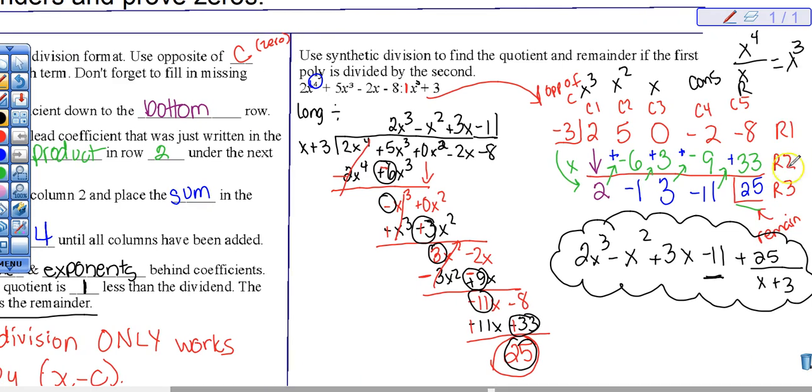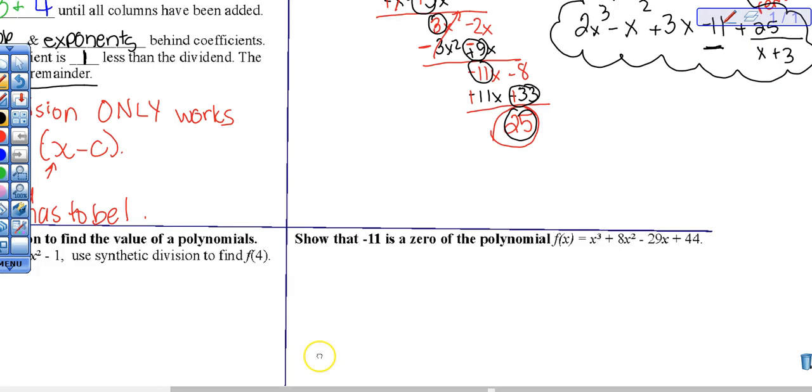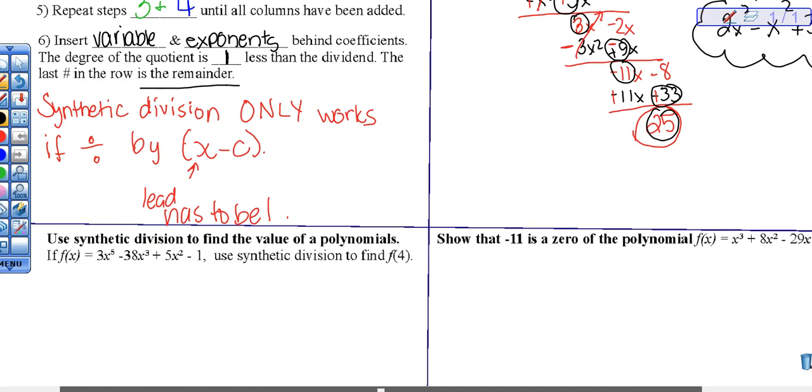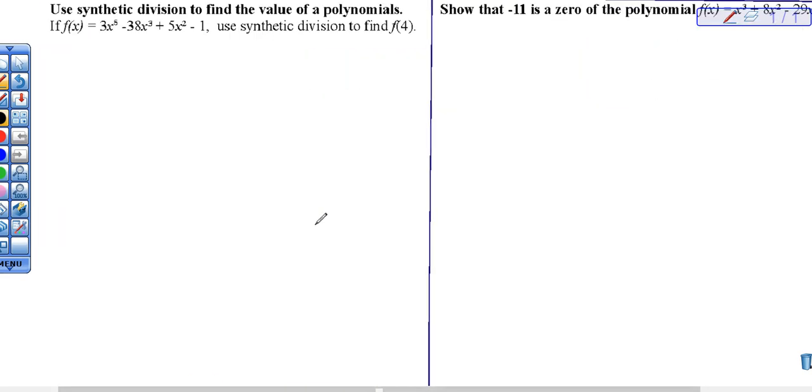Synthetic division is also just really great for finding remainders, right? We found that remainder. We compared our two remainders right there. So in this problem here, it says use synthetic division to find the value of the polynomials. If f of x is equal to 3x to the fifth minus 38x cubed plus 5x squared minus 1, use synthetic division to find the f of 4. Now, on Friday, we used the remainder theorem to find the f of 4.